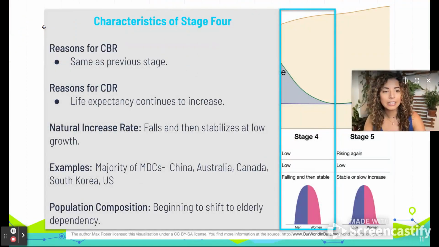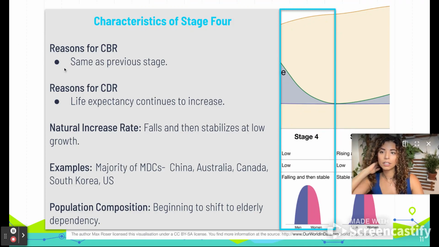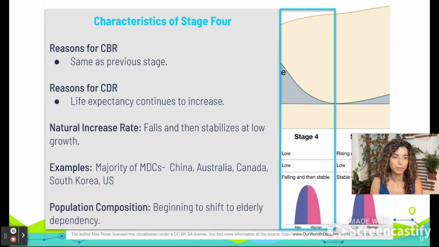So characteristics of stage 4. So reasons for crude birth rate, the same as the previous stage. So again, women are experiencing far more availability of opportunities, putting off marriage, which means putting off children, better access to healthcare and contraceptives. Reasons for crude death rate. So as you can see, that's kind of leveled off.